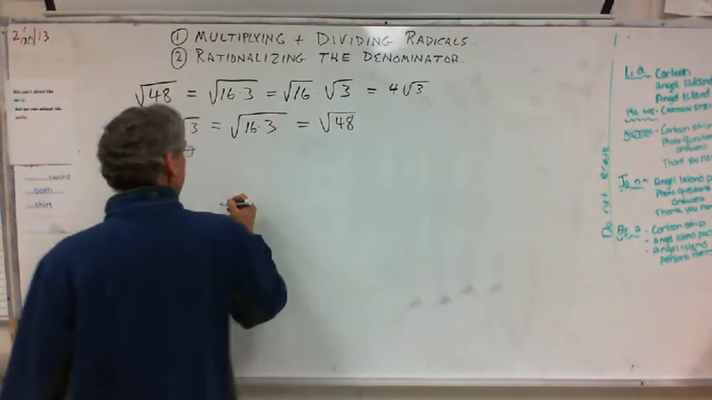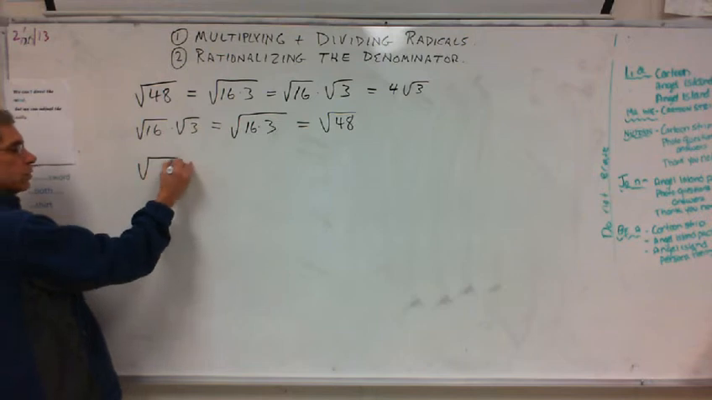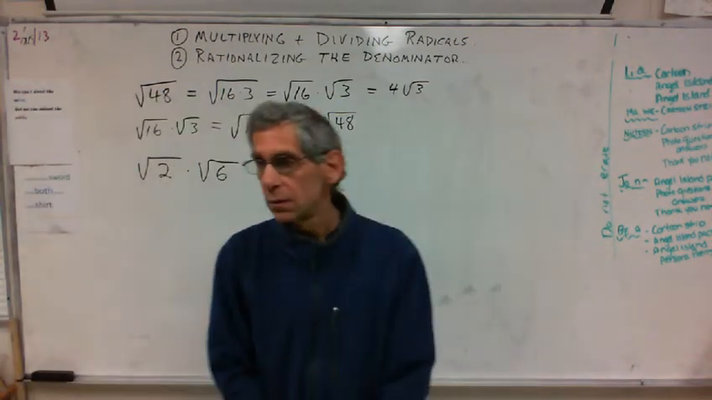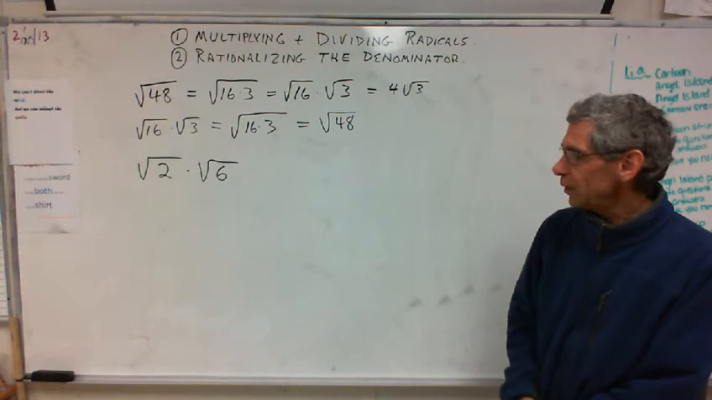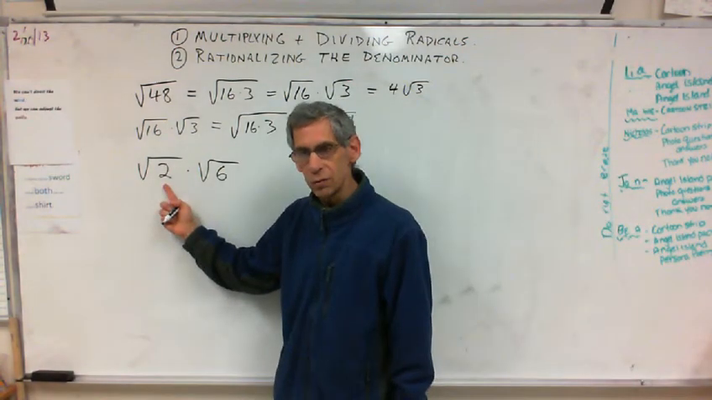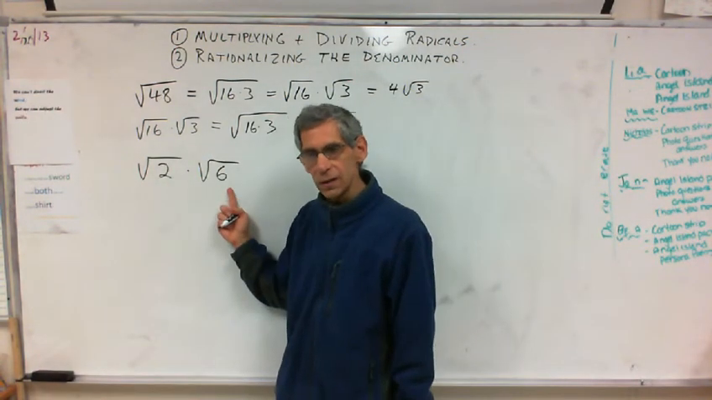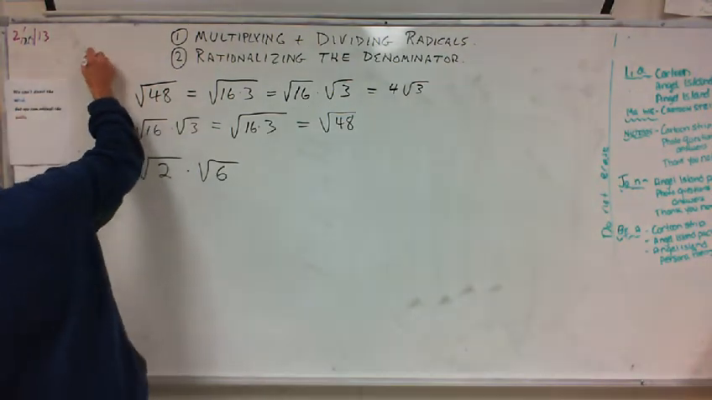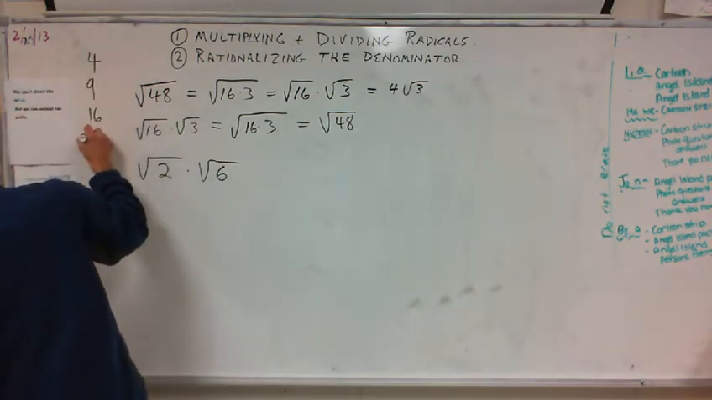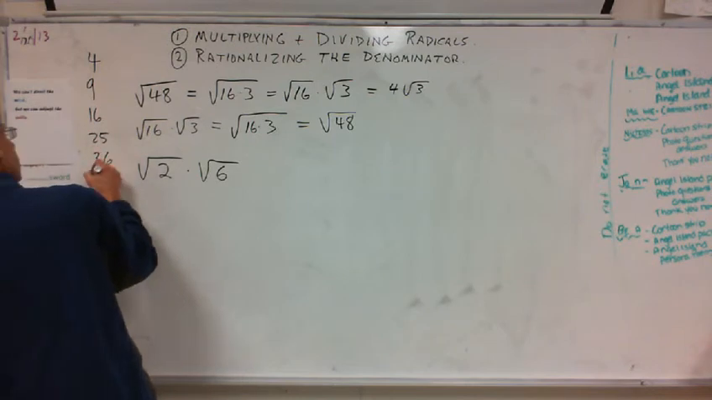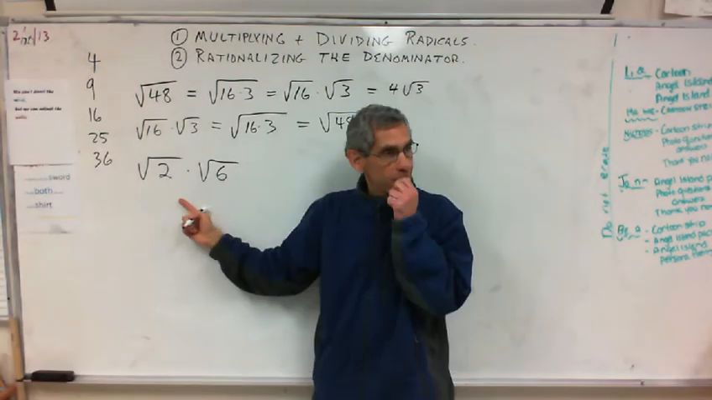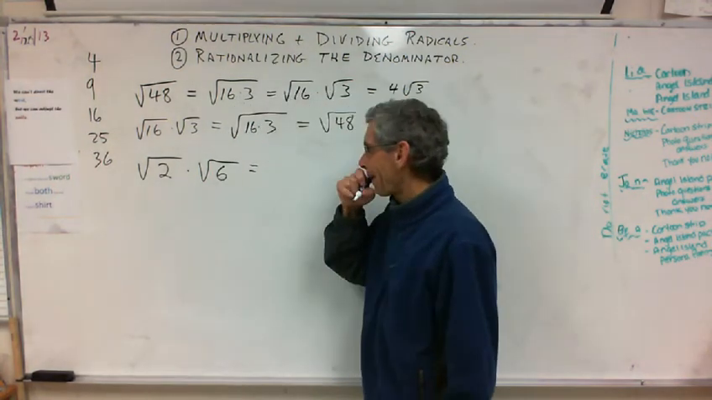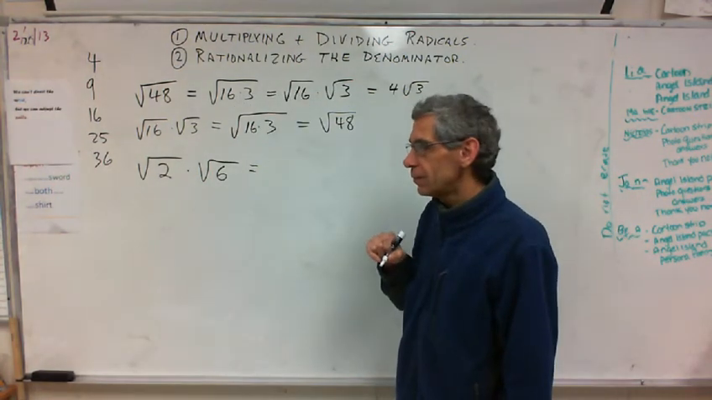Try this. What if I said the square root of 2 times the square root of 6? Can I simplify this right now? No, because there's no perfect square. Remember, we're looking for 4, 9, 16, 25, 36 that goes into one of these. It doesn't go into either one of these. You can change 6 into the square root of 2 and the square root of 3, and then you'd have 2 square roots of 2 and a square root of 3.